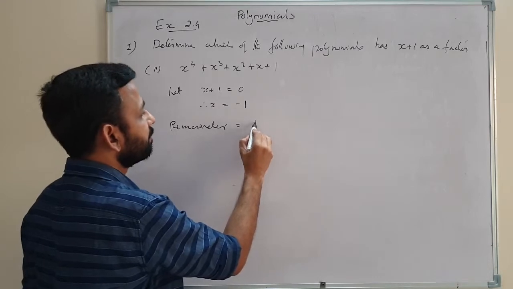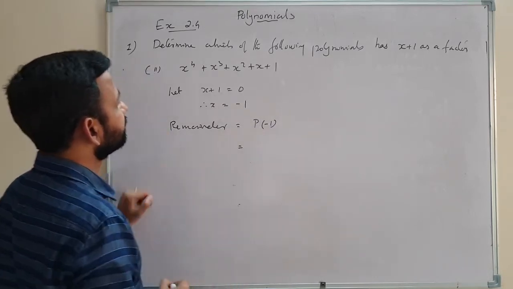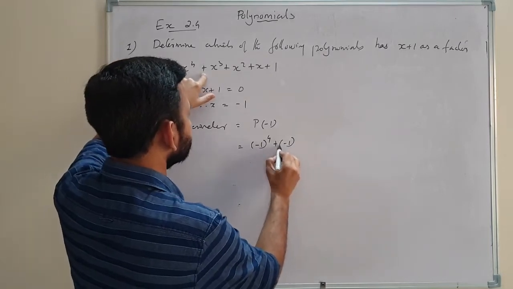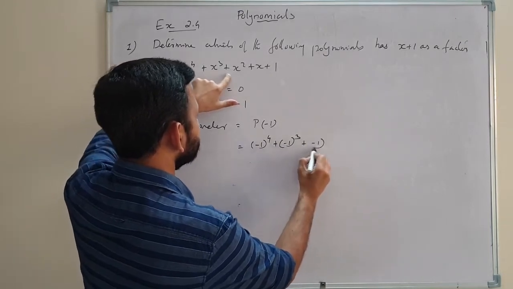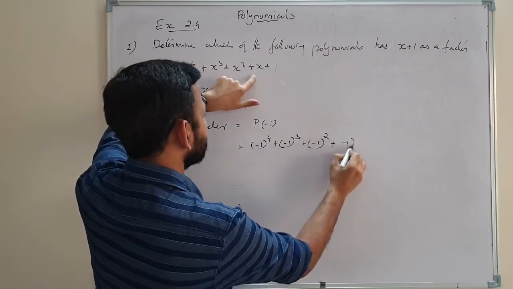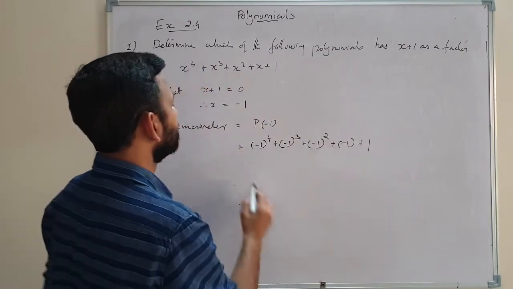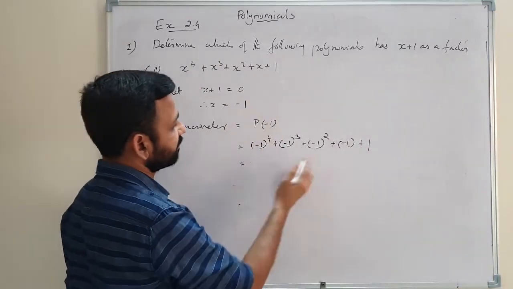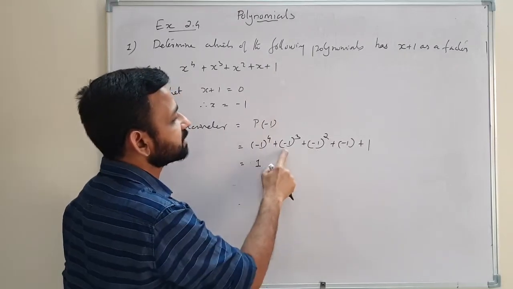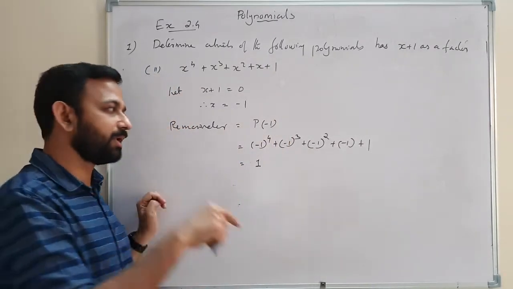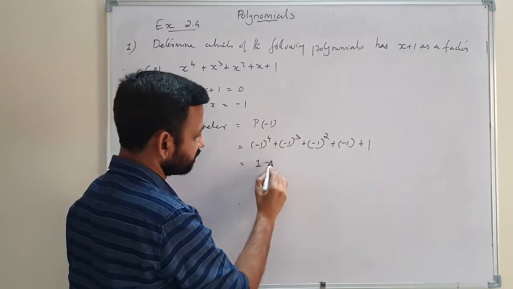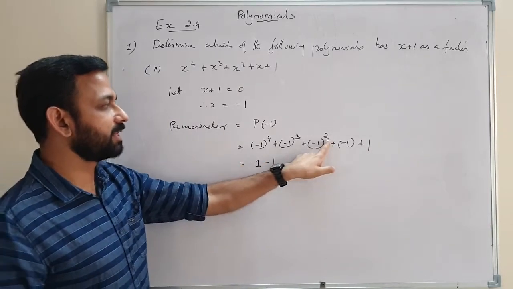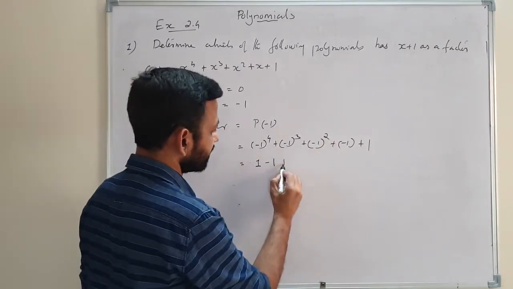Remainder is equal to p of minus 1. That is equal to minus 1 raised to the power 4 plus minus 1 raised to the power 3 plus minus 1 raised to the power 2 plus minus 1 plus 1. Minus 1 raised to the power 4: 4 is an even number, so that is plus 1. Minus 1 raised to the power 3: 3 is an odd number, so that is minus 1. Minus 1 raised to the power 2: 2 is an even number, so minus 1 square will be plus 1.